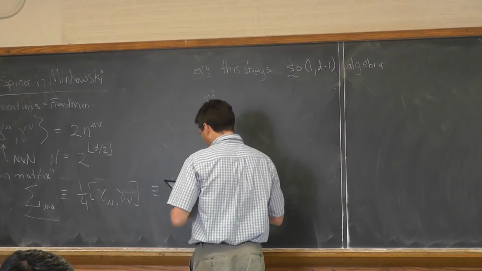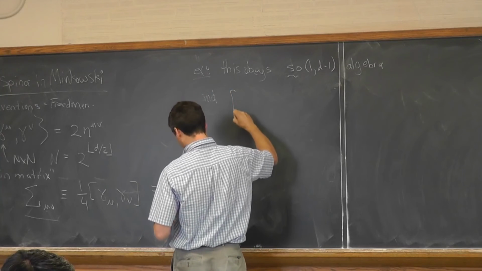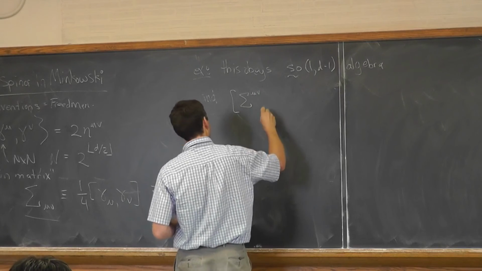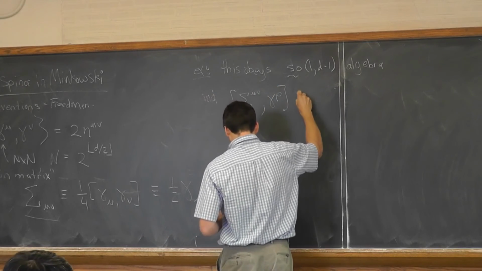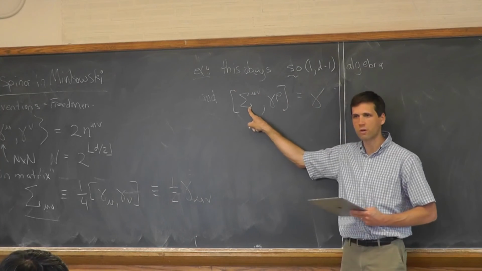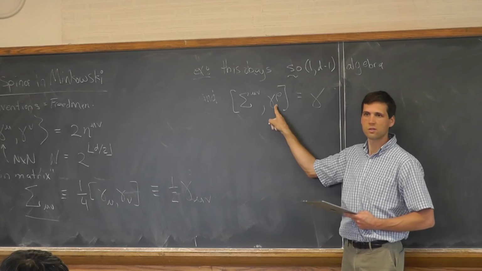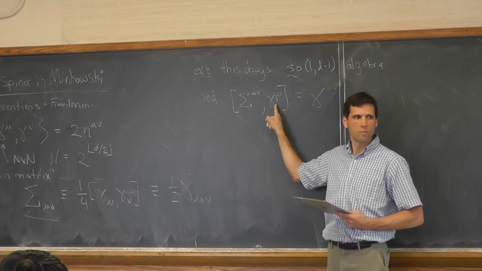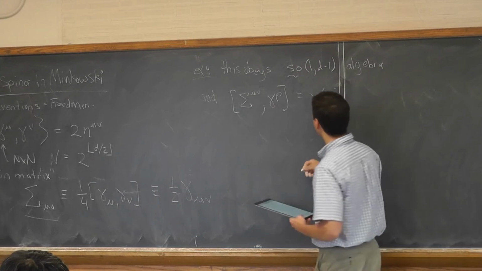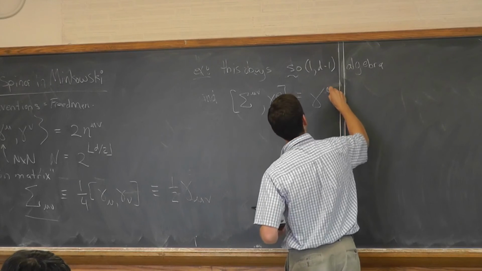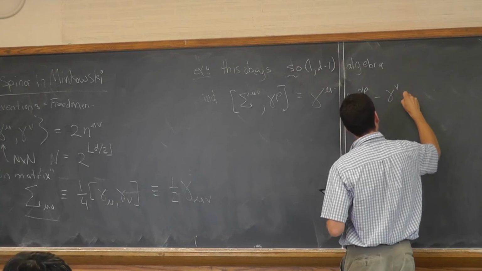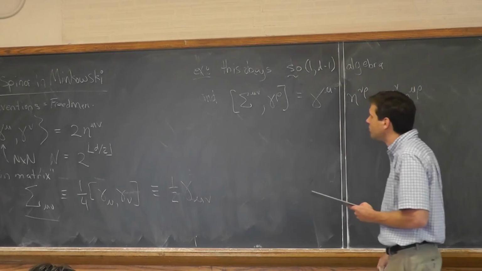A good formula to know, if you want to check that, and just in general, is the commutator of sigma mu nu with gamma rho. You can think of this as the action of the Lorentz generator on a vector. And the action of the Lorentz generator on a vector has to have a very specific form, which it does. It comes out just right. That's gamma mu eta nu rho minus gamma nu eta mu rho.